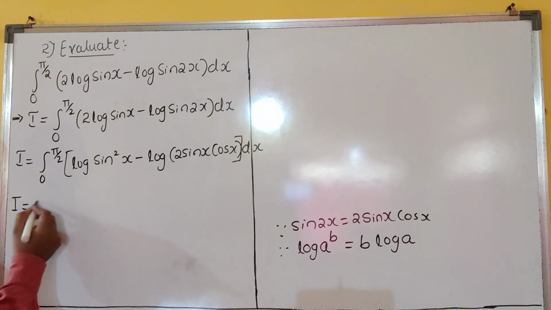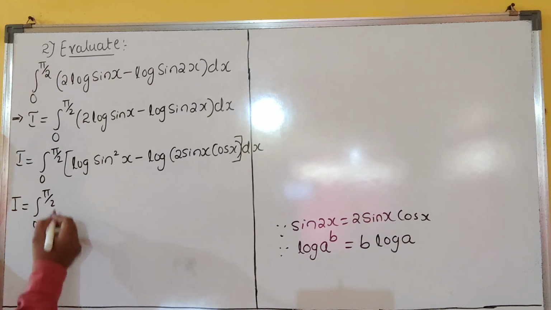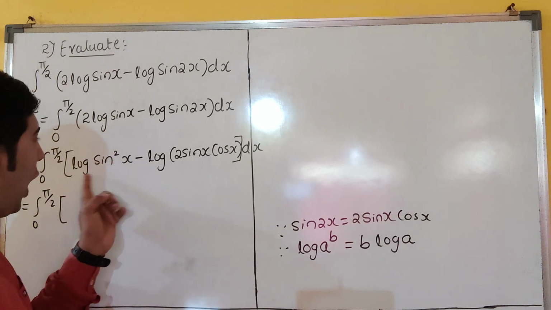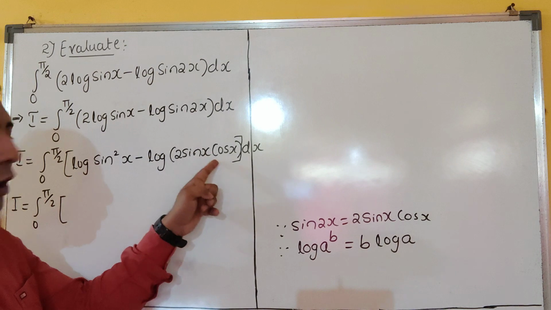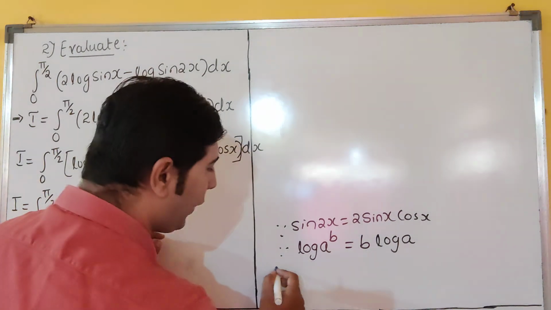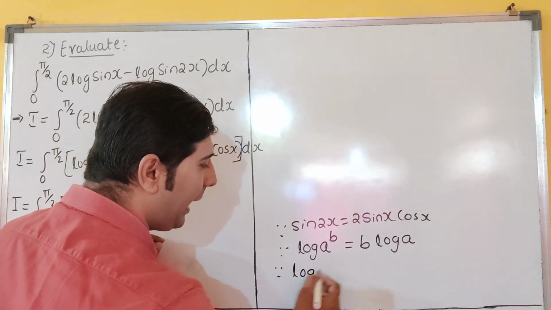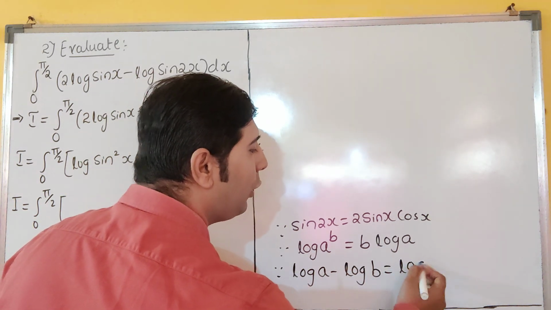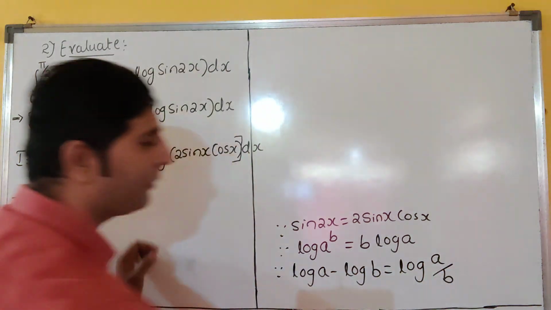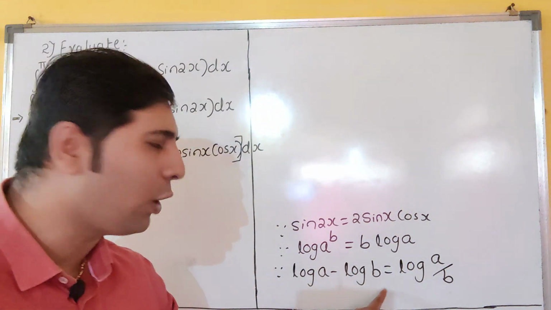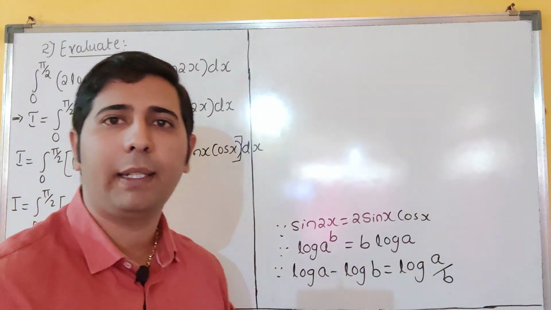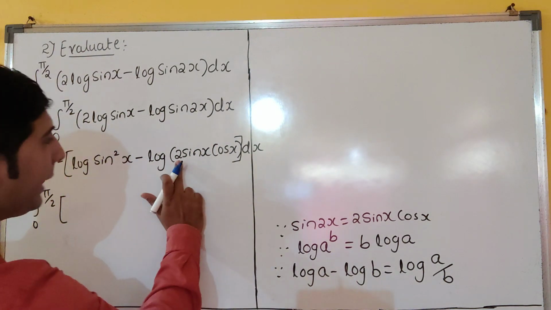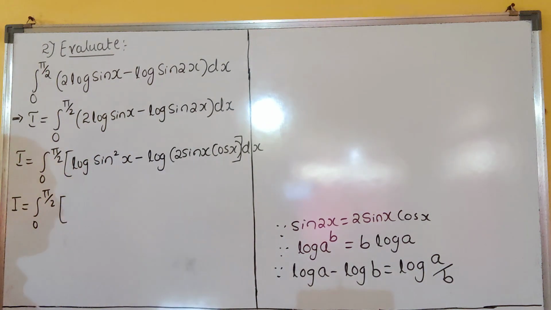Now see, I is equal to integral 0 to pi by 2 of log. Can you see? Log a minus log b. We are having again a formula. Log a minus log b. We have a formula: log a by b, dear students. Log a minus log b is what? Log a by b, dear students. What is log a here? A is sin square x. B is what? 2 sin x into cos x.